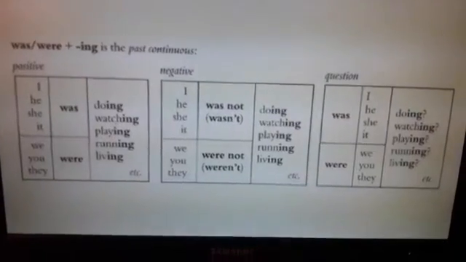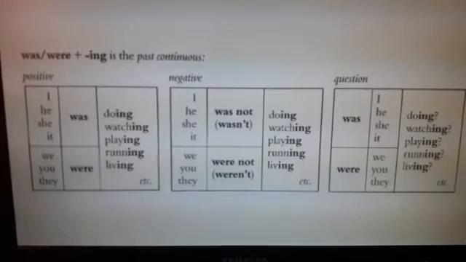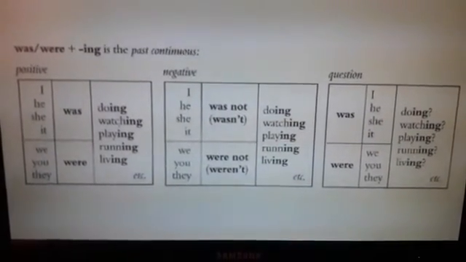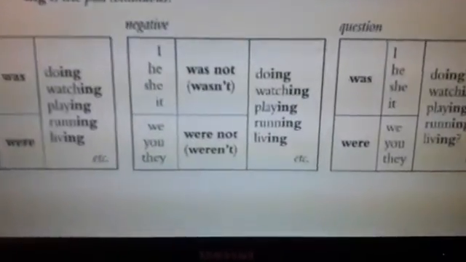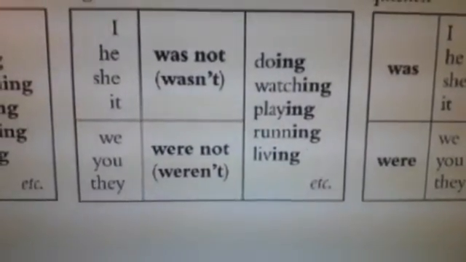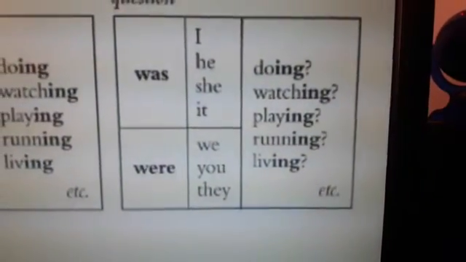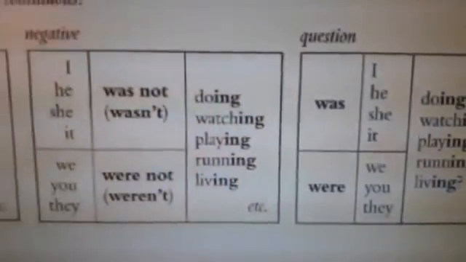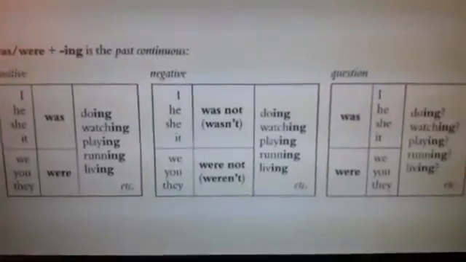Now, remember that we form the past continuous with was and were and the main verb in the ing form. When we need to talk about the negative, yes, we add not to was or were, and if we need to make a question, we put was and were at the front of the sentence. Okay? So this is important to bear in mind when we write our productions.